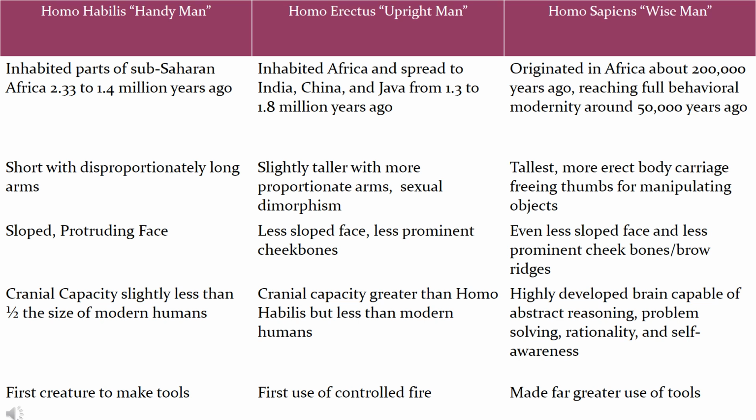Here is a quick chart that I've created comparing Homo habilis, handyman, to Homo erectus, upright man, to Homo sapiens, wise man. You may wish to write down some of these notes so that you have the information readily available.